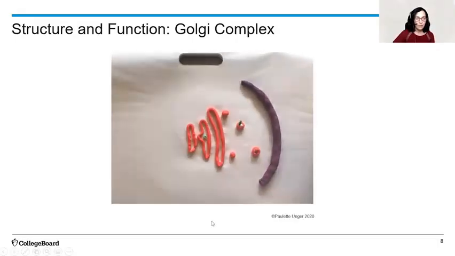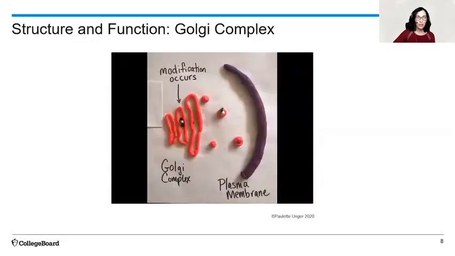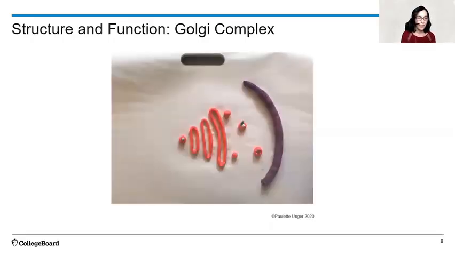Okay, wait for it. There's your modification. And now you have that secretory vesicle. Okay, so that just gives you an idea of how proteins might move through the Golgi membranes and get modified.